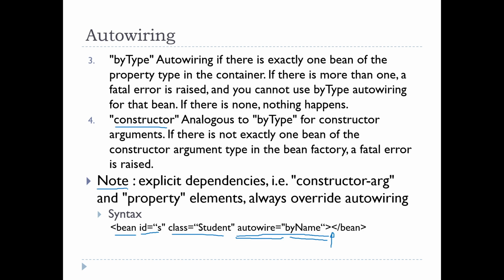Now, one important thing to note is that if we have some explicit dependencies, that is, if we are explicitly writing the ref attribute in the constructor-arg or in the property, then that will override the auto-wiring. So even if we have written autowire byName and there is a bean of the same name as that of the property, it will still always use the ref attribute that we have written. If there is a ref attribute written, then that will override this.